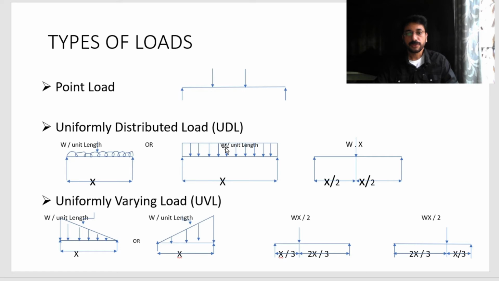Here the intensity is W and X is the span length. Both diagrams represent UDL, and the resultant or equivalent load is acting at a distance x by 2 from either end, of magnitude W into X. In the case of uniformly varying load, the load varies uniformly from one point to another point. The UVL will have a small end and a big end. The centroid of the UVL will be at a distance x by 3 from the big end, of magnitude half into Wx.